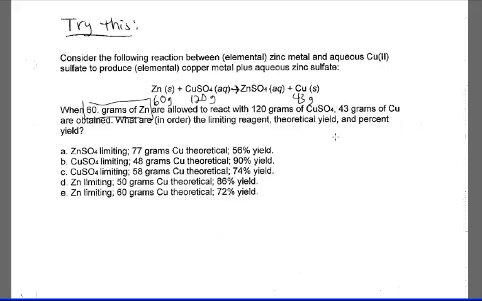So this is a problem that combines limiting reagents and yields in one problem. I would suggest you stop this video and work hard on this before you go on, because if you just watch me do it, you aren't going to learn nearly as much. Okay, so what do we have to do? First we have to figure out what's the limiting reagent, reactant, by seeing how much copper each of these would produce.